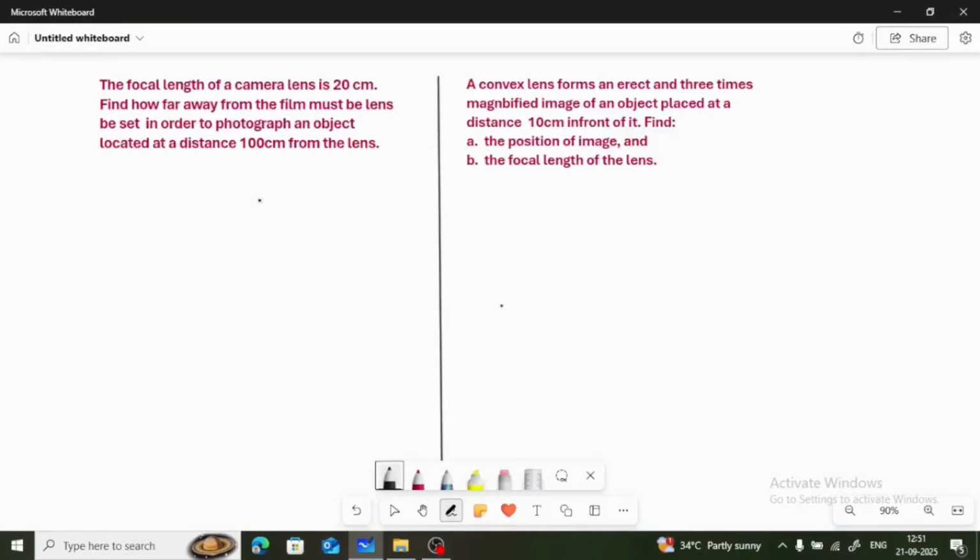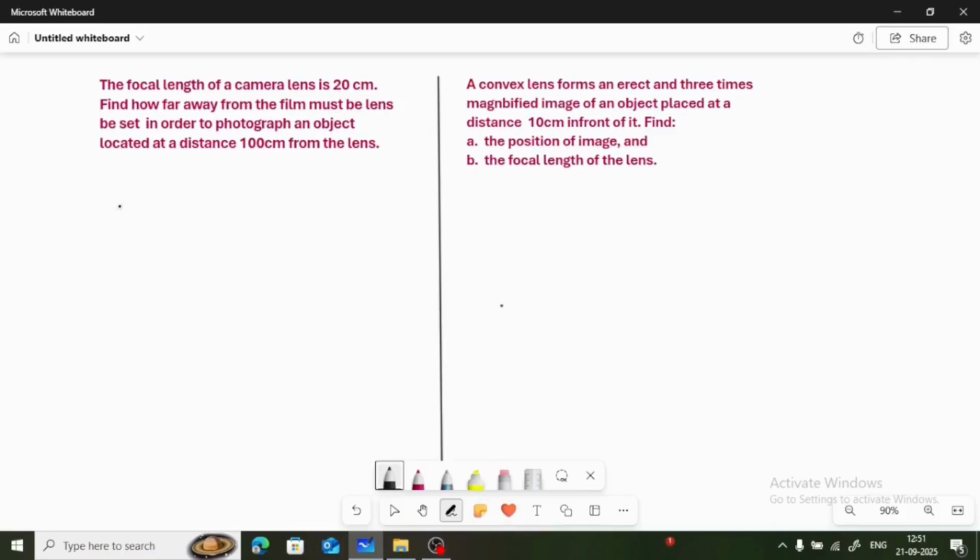Now I will talk about the application of lens formula. The first problem is: the focal length of a camera lens is 20 cm. Find how far away from the film the lens must be set in order to photograph an object located at a distance 100 cm from the lens.